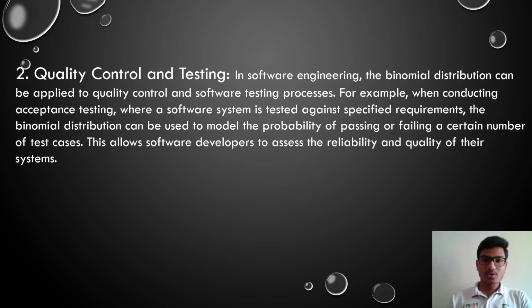Next is quality control and testing. The binomial distribution can be applied to quality control and software testing processes by software engineers. For example, when an engineer is conducting acceptance testing, where a software system is tested against specified requirements, the binomial distribution can be used to model the probability of passing or failing a certain number of test cases. Software developers can test the reliability and the quality of the systems with this.